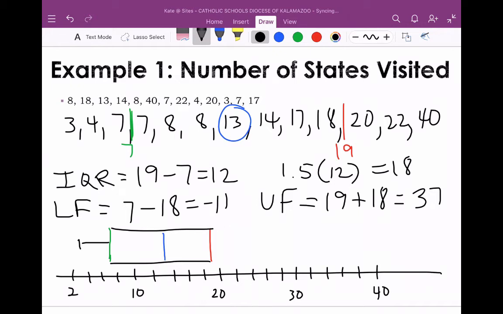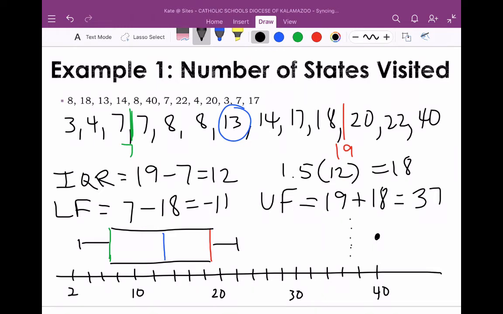My highest number is 40, so that's our max, and that is past our fence. Our fence of 37 is going to be about right here, and 40 is right here. So since 40 is outside of our fence, 40 is an outlier. Therefore, when I draw my whisker, if you have the data, we can draw our whisker to that next highest value, which is 22, which would be right here.